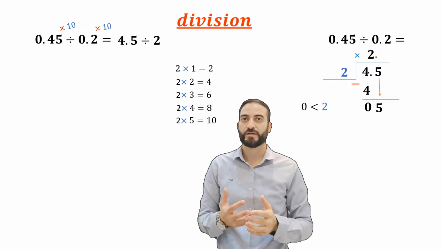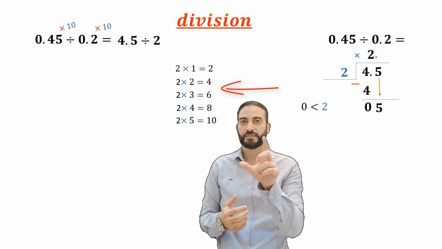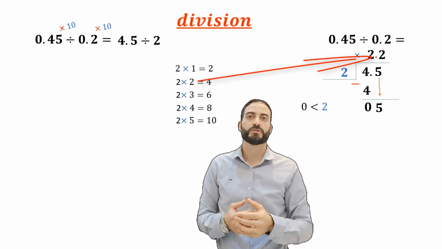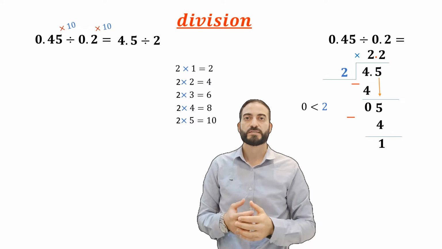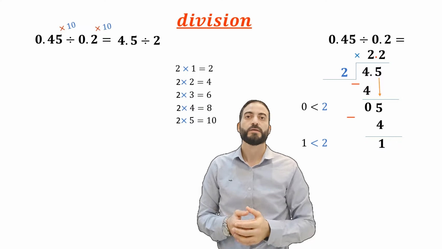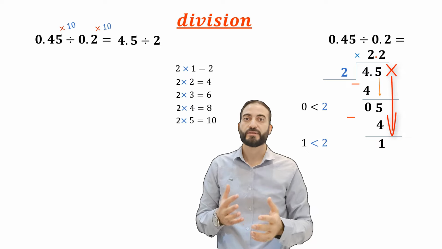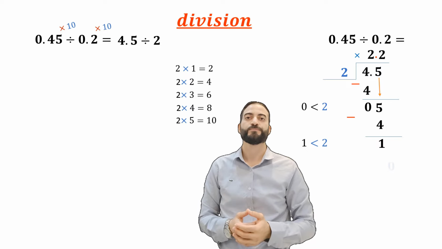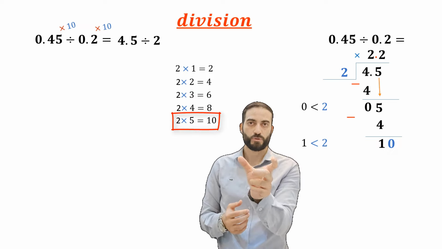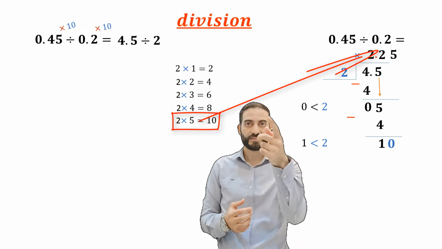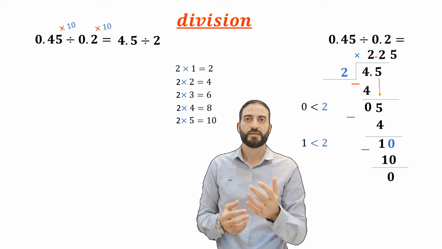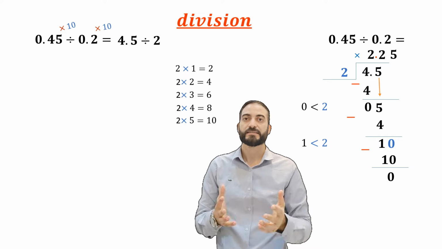Now we continue. We find that 5 is here between 4 and 6, so we take the smaller, 2 times 2 equals 4, and put this 2 here and immediately multiply it by 2 to get 4, and we do a subtraction. 5 minus 4 equals 1. Because 1 is less than 2 and there is nothing here, in this case we can put 0 here. To get 10, we find that the 10 is here, 2 times 5 equals 10, so we put this 5 here and immediately multiply it by 2, so we get 10, and we do a subtraction to get 0, and the process ends here.